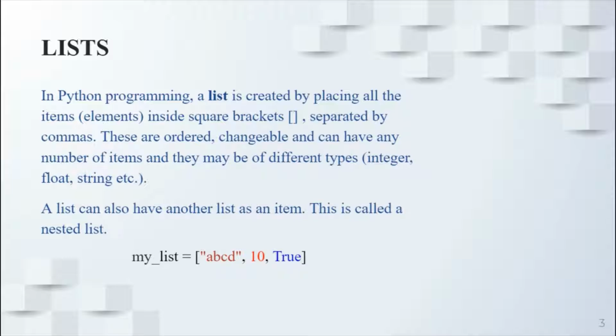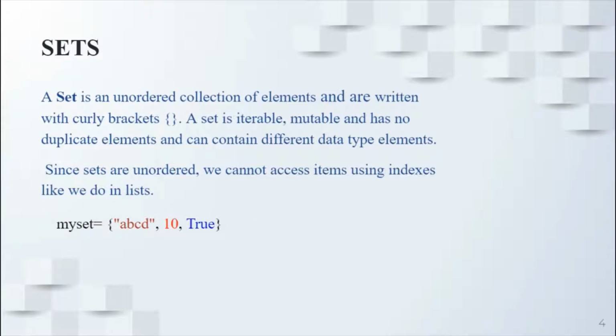So yeah, I have given one example here. As you can see, my list equal to, inside square brackets, abcd. Abcd is a string here, and then comma, and then 10. 10 is an integer here, and then after comma we have a boolean value true. So yeah, it can contain different data types in a single list. And another thing to note, a list can also have another list as an item. This is called a nested list.